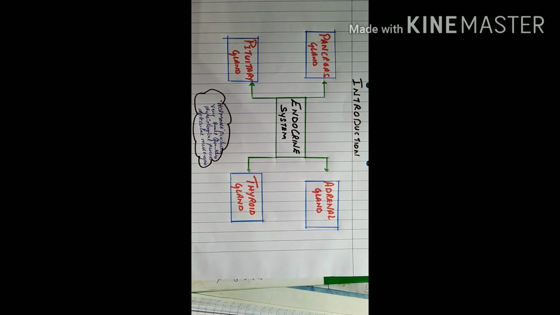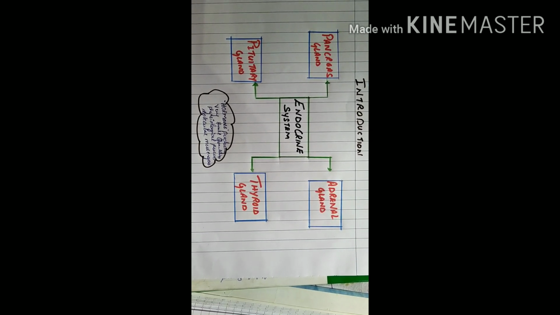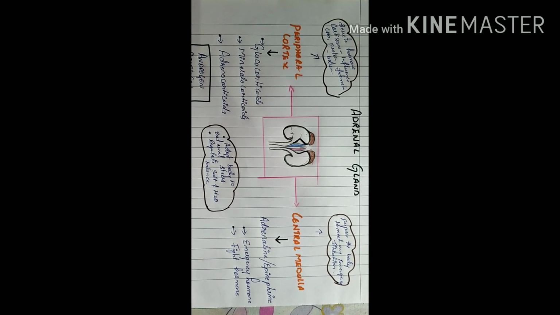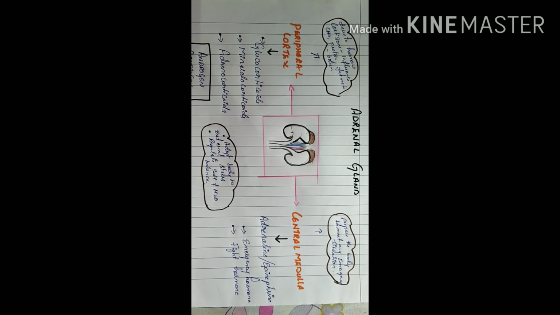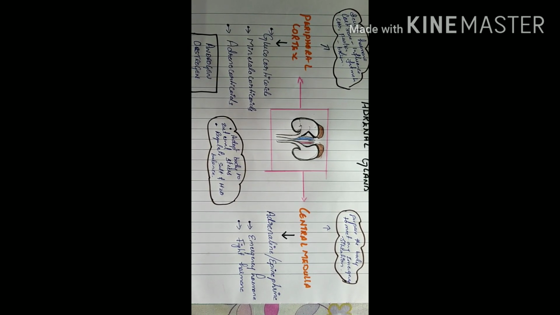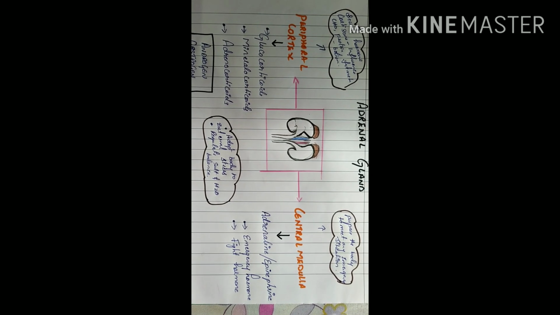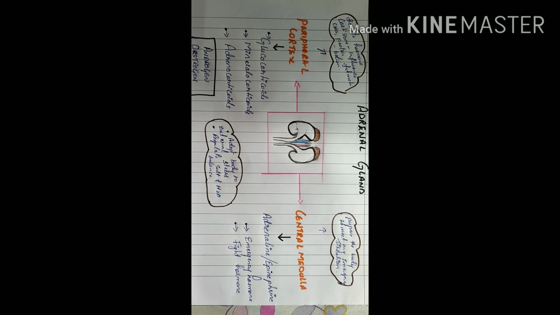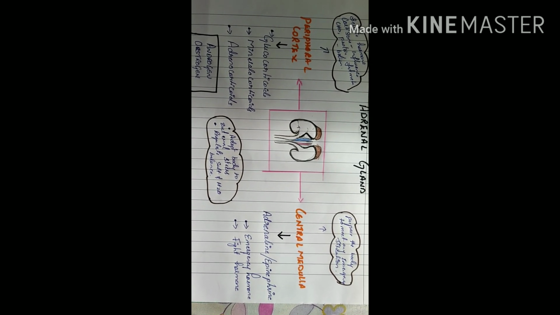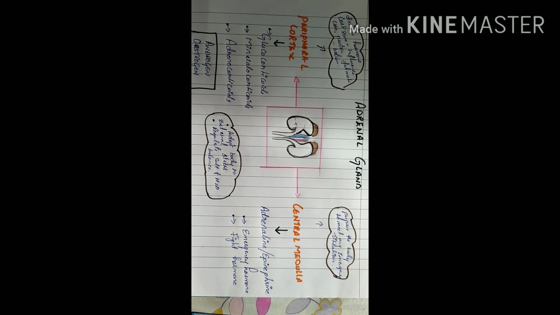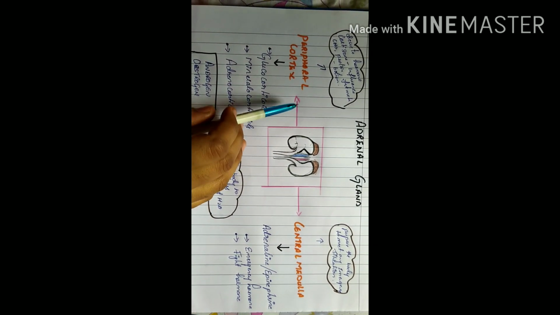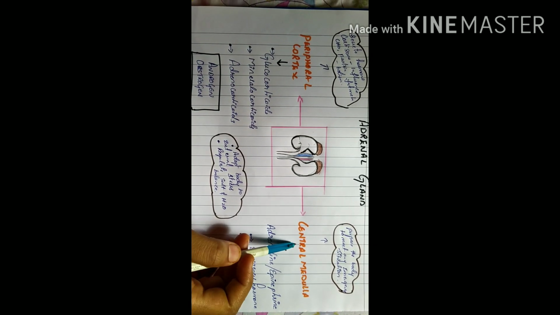First we are going to study the adrenal gland. This is the slide for the adrenal gland. As you can see, in the center is the kidney, the renal system. There are two cap-like structures present above the kidneys. These are nothing but the adrenal glands. Each adrenal gland consists of two parts: the peripheral cortex and the central medulla.